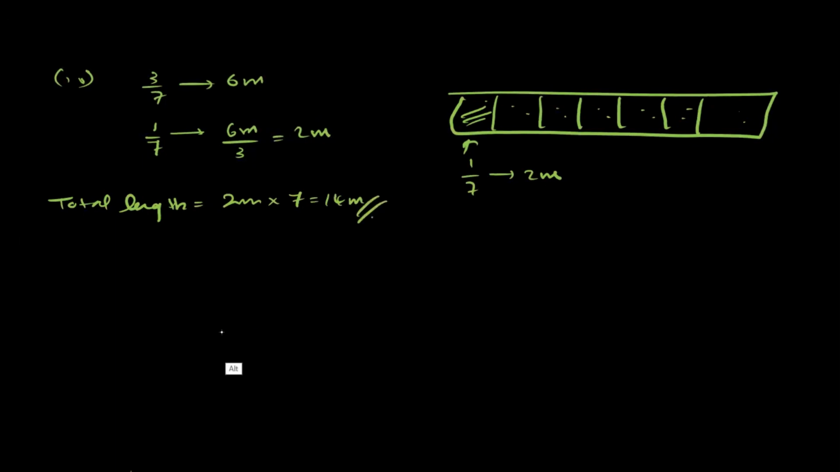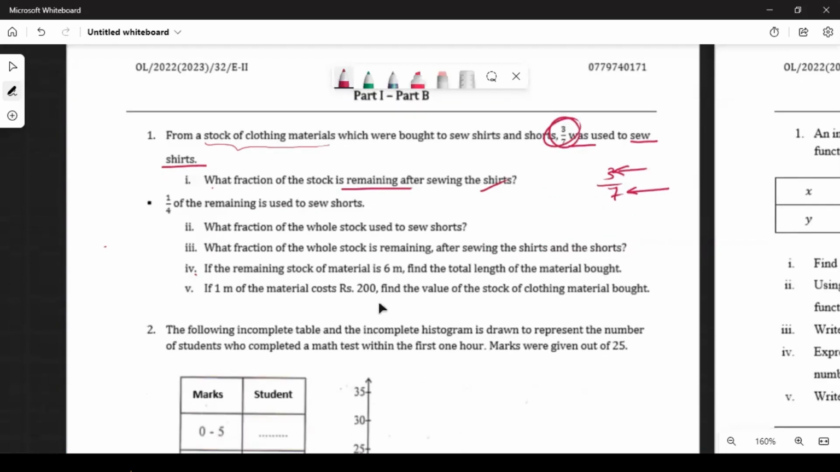14 meters. This is the total length. That's what they wanted us to calculate in the fourth question. Question number 5: if 1 meter of the material costs 200 rupees, find the value of the stock of clothing material. It's like saying if 1 toffee is 2 rupees, what's the price of 10 toffees?